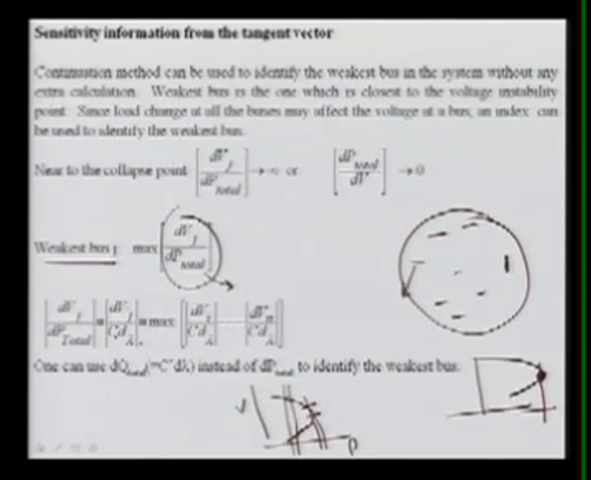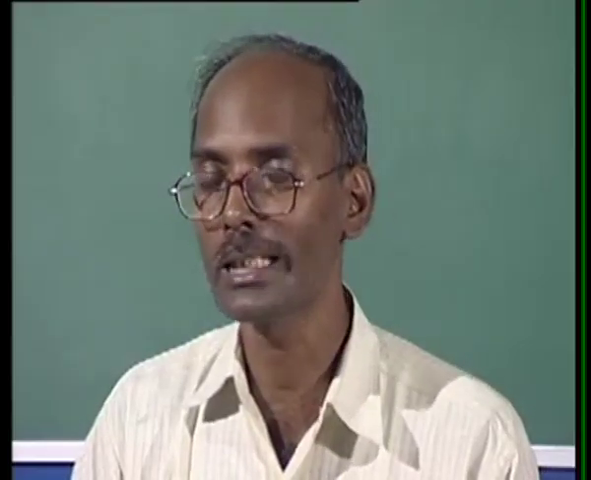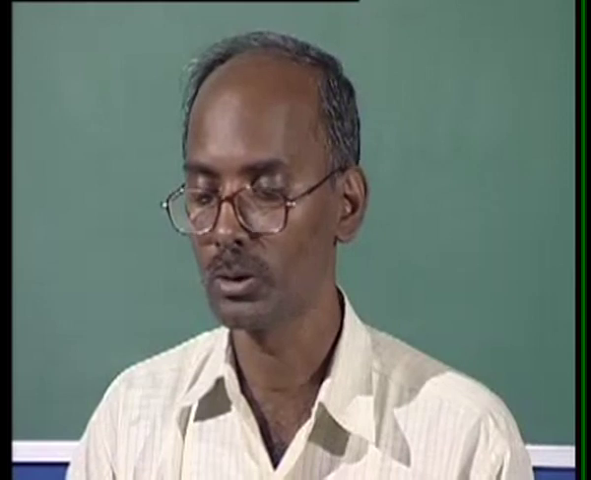We can also use the reactive power: instead of P total we can use Q total as well, and then we can also identify the weakest bus using the total reactive power change, and then again we can have the different buses for the different one. So this sensitivity information is very useful to identify the weakest bus in the system, and that weakest bus is very close to the voltage instability point.